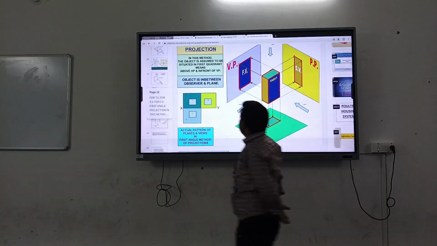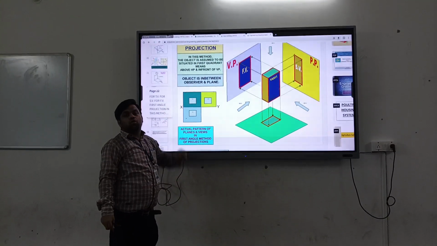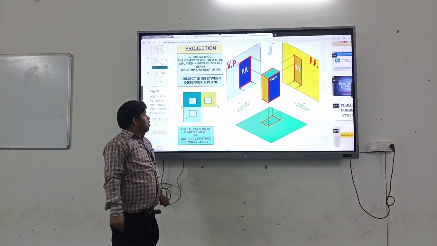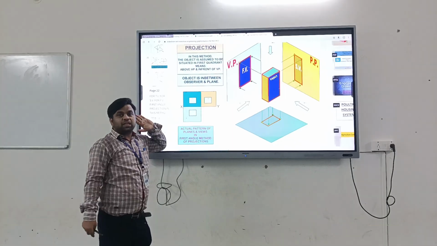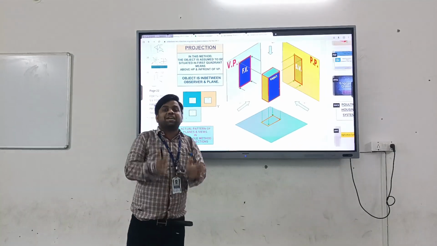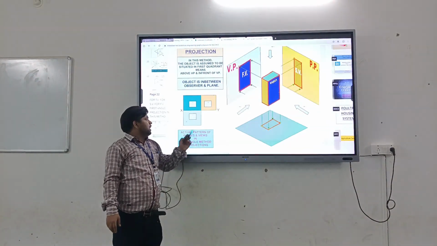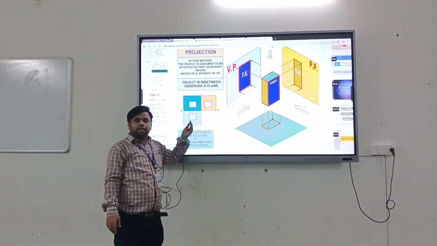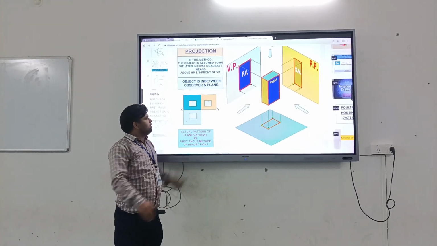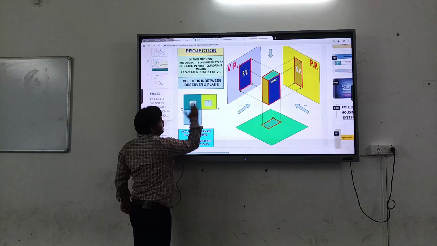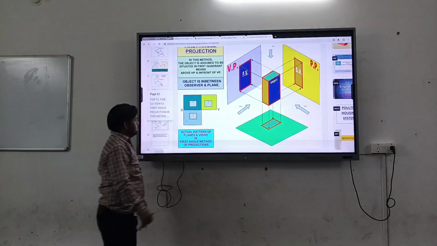This is the top, front and left hand side view of the object when it is situated in the first angle. So in the first angle, the top view will be below the XY line, the front view above the XY line, and the left hand side view will be just here, to the left side of the front view.